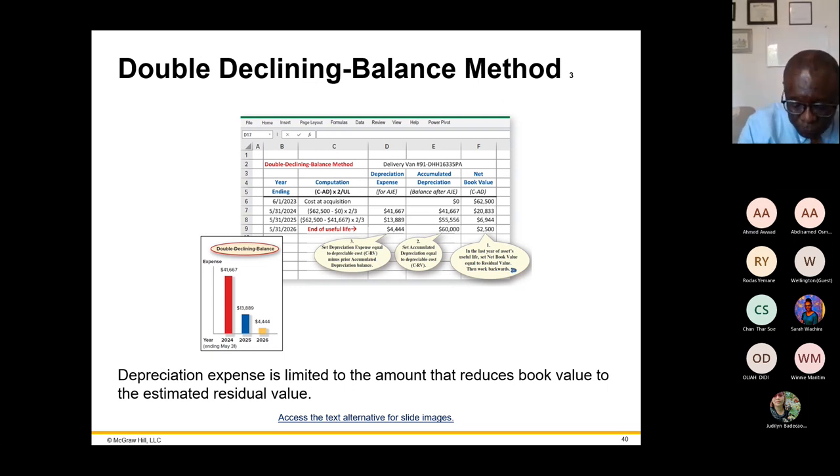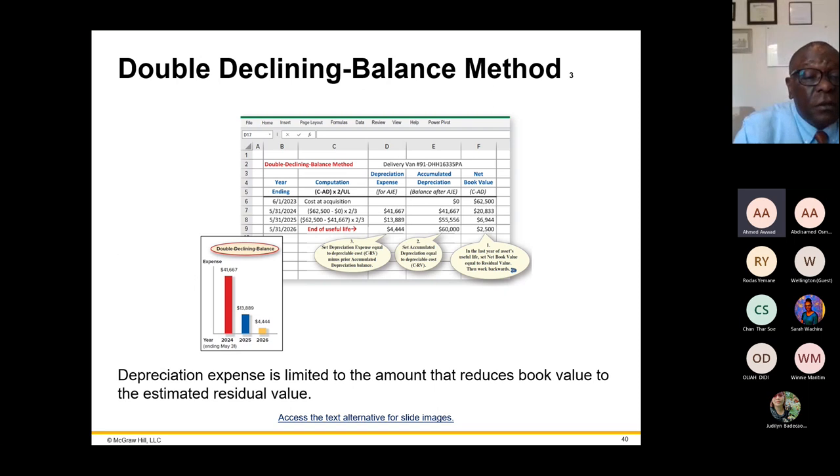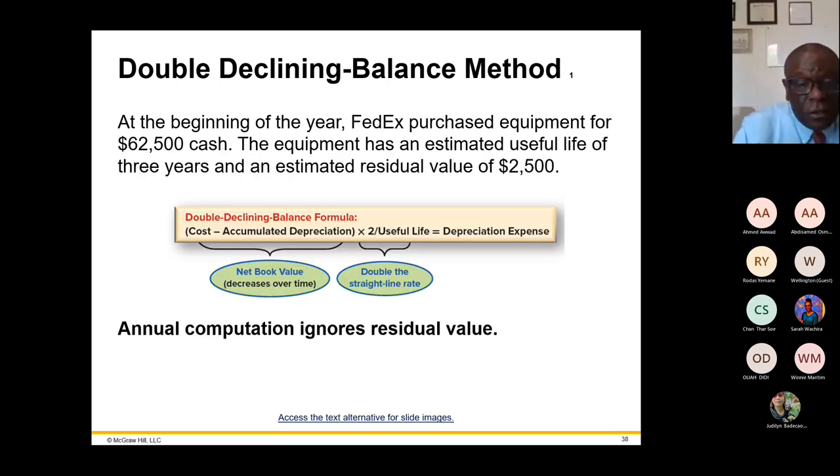Professor. Yes. Can you explain this double declining balance method? Because I'm trying to run the numbers, but I'm not getting it. Okay. I'm looking at the example itself. Okay. At the beginning of the year, FedEx purchased equipment for 62,500. The equipment has an estimated useful life of 3 years and an estimated residual value of 2,500.